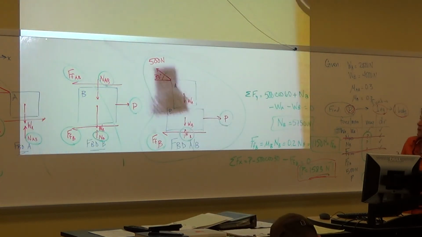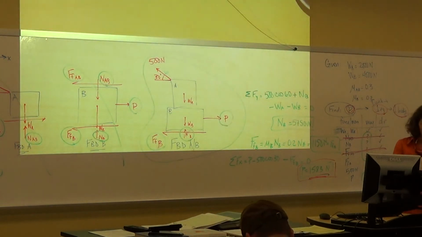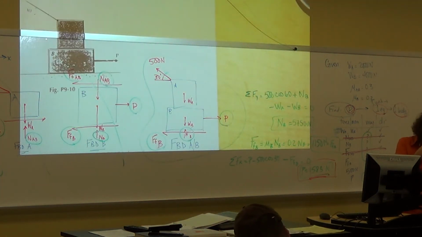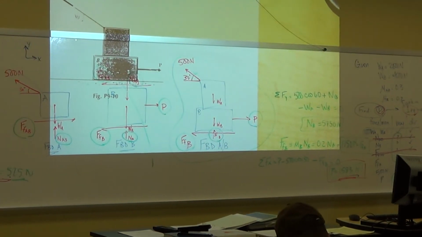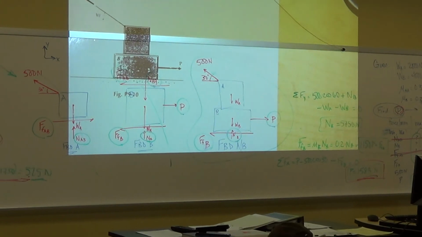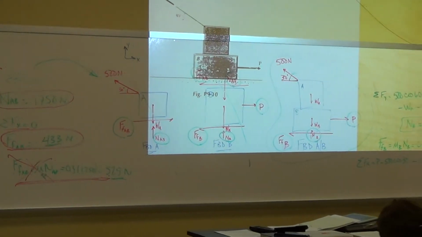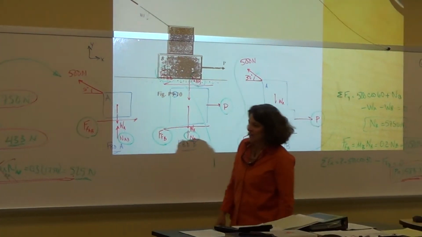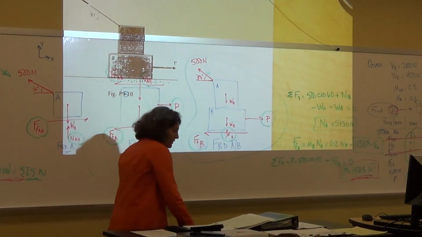Okay, so next problem. So now it's the circular one. They're giving you distances. What do you think you're going to need to do? Moment equation. So you start setting it up while I erase this board.